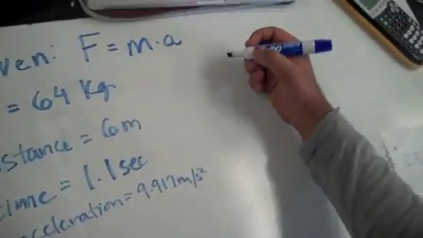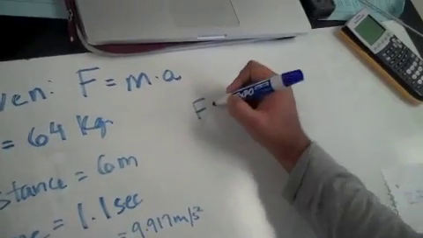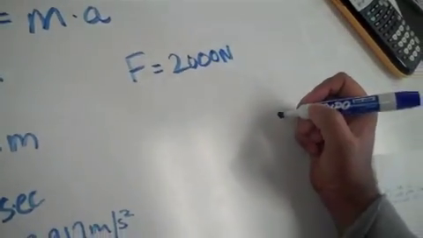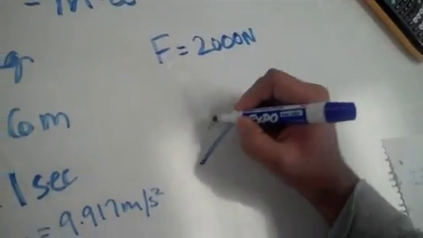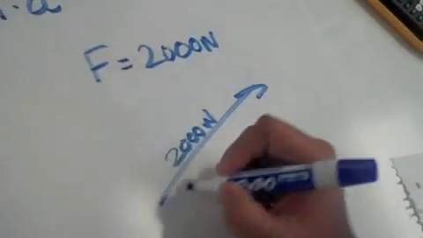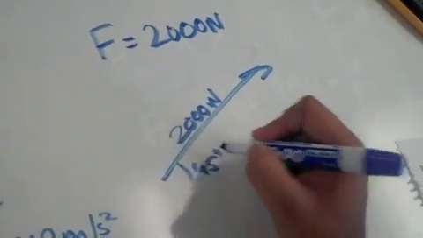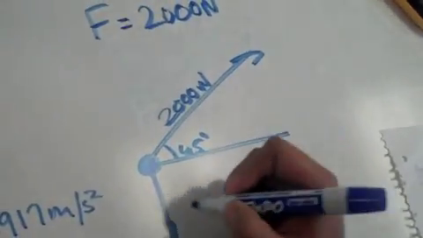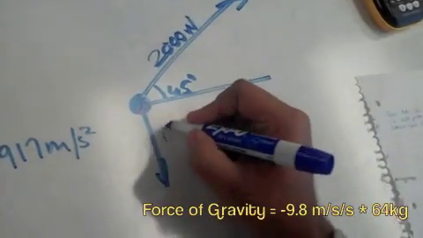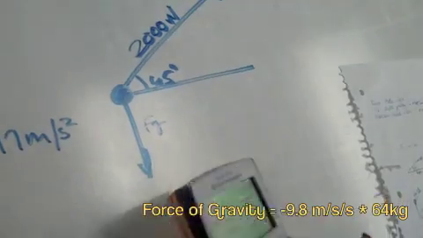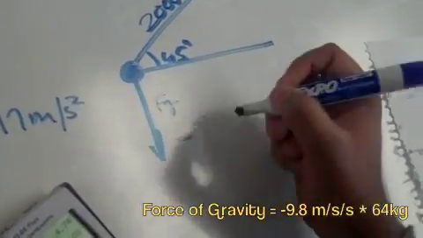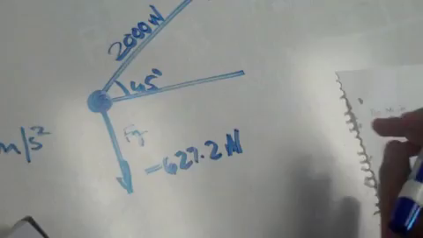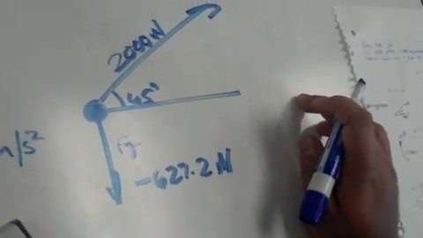Okay. Now we also know that we can imagine that the force of the ball equals 2,000 newtons. Okay? So we can say that this force is 2,000 newtons. And the angle it's being thrown is 45 degrees. And if this is the ball right here, we also have the force of gravity, which is going to be F of G equals negative 627.2 newtons.